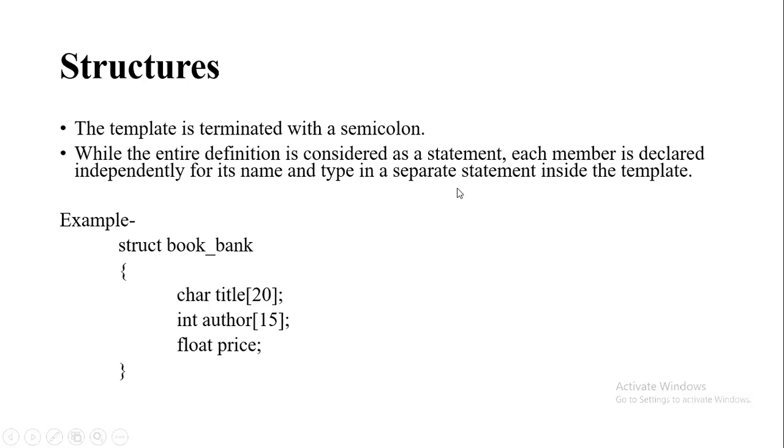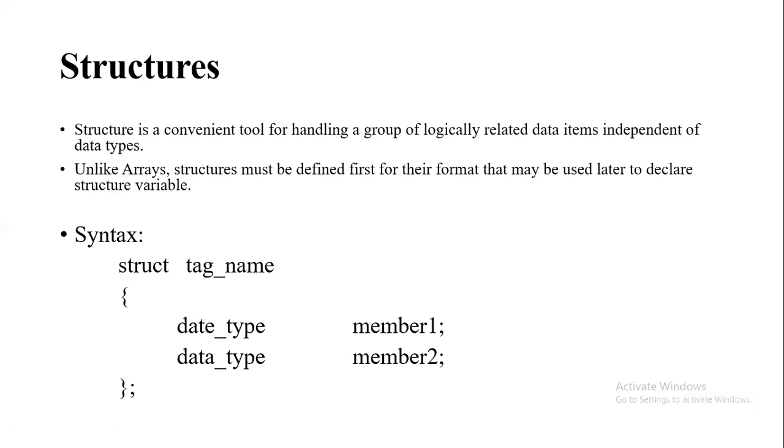So each member is declared independently with a name and the data type. So the name is title, the data type is character, it is a string, right? Character array, or it is a string. So we have declared a structure. Is the syntax clear? Yes or no? Syntax of structure.